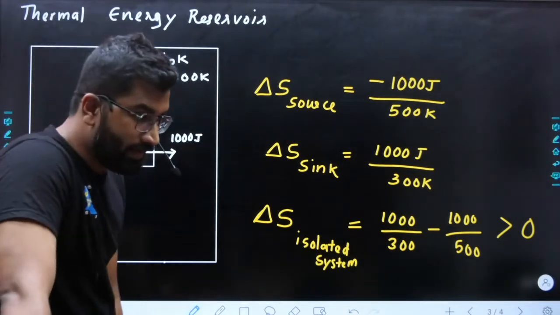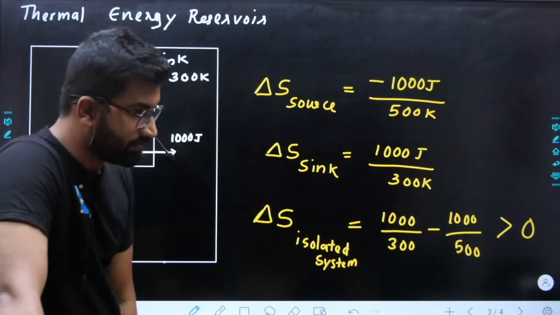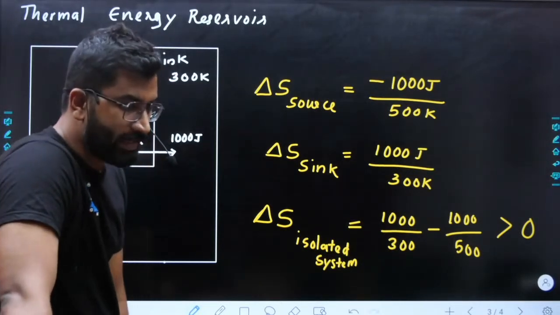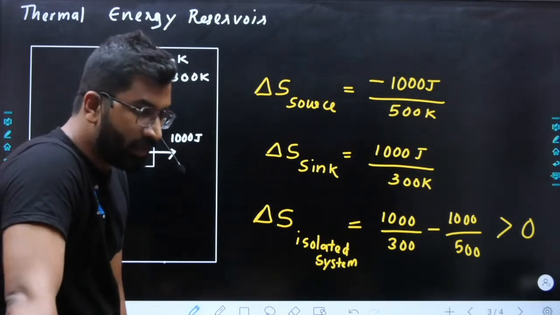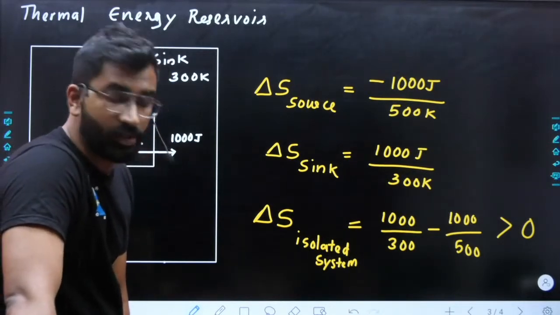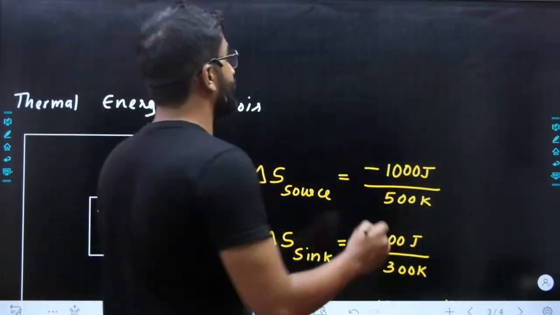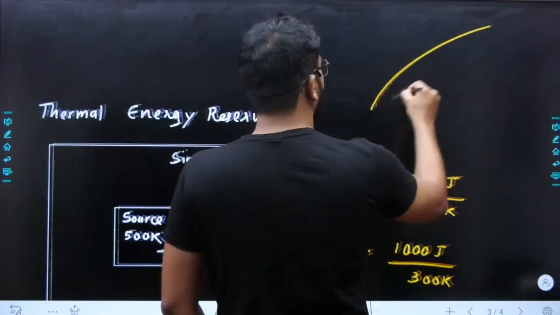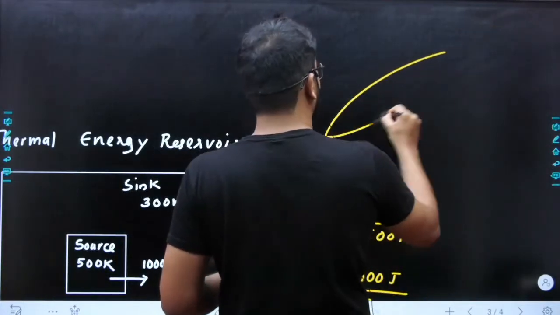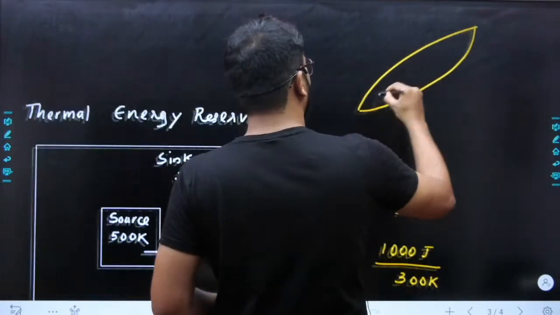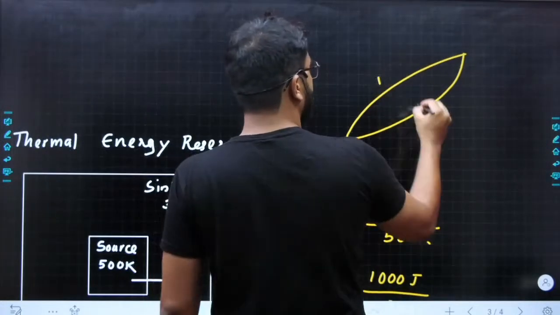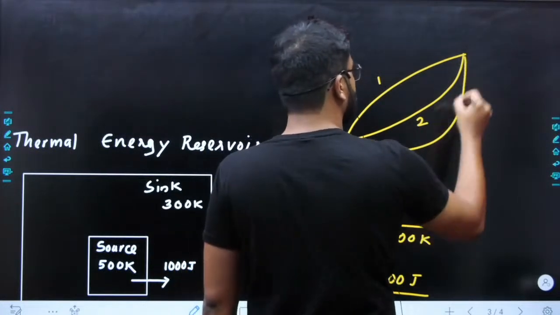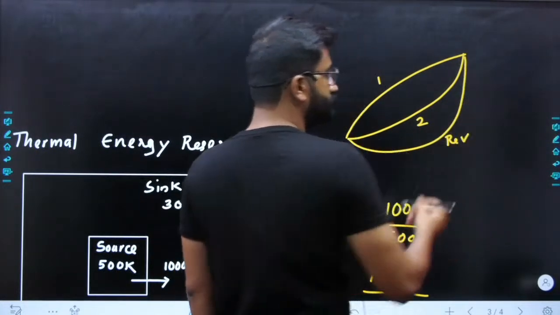Saril is asking, sir, if we have two different irreversible paths, then change in entropy depends on S generation in the respective path, so is change in entropy a path function? No, change in entropy is never a path function. You can see here, this is one irreversible path, this is your second irreversible path, and I have a different path also, this is my reversible path.